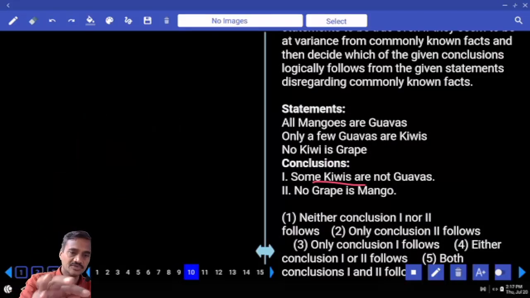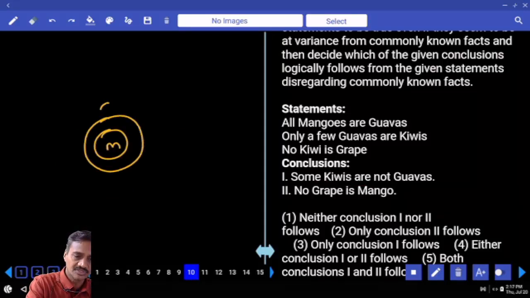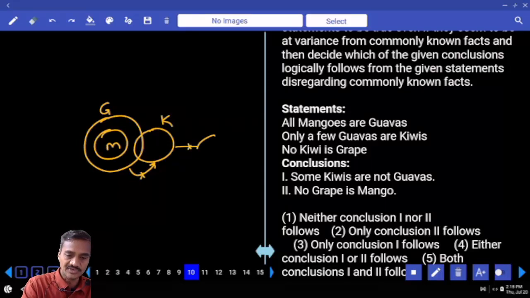The next one, 10th one, all mangoes are guavas. Now these are the mangoes that are guavas. All these mangoes are guavas. And only a few guavas are kiwis. Some guavas are kiwis but not all. And next one, no kiwi is a grape. No intersection between kiwi and a grape.